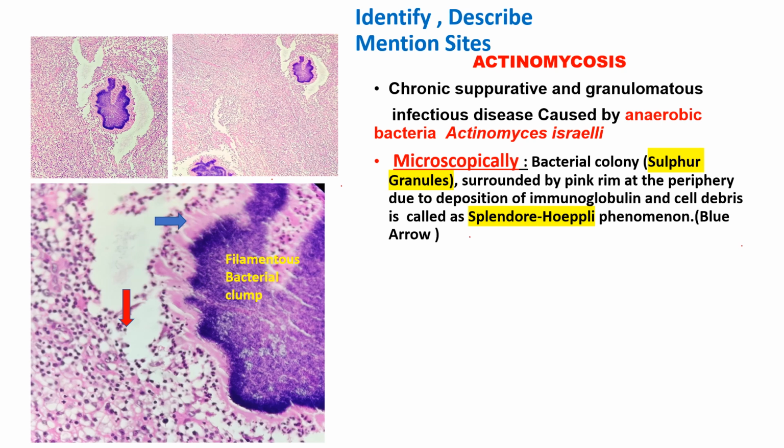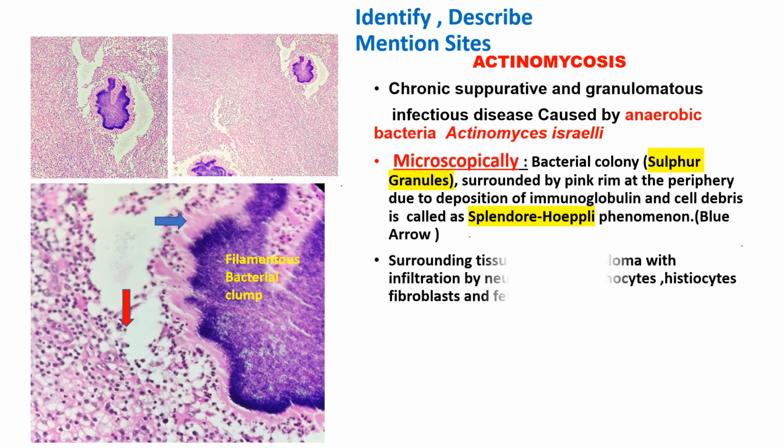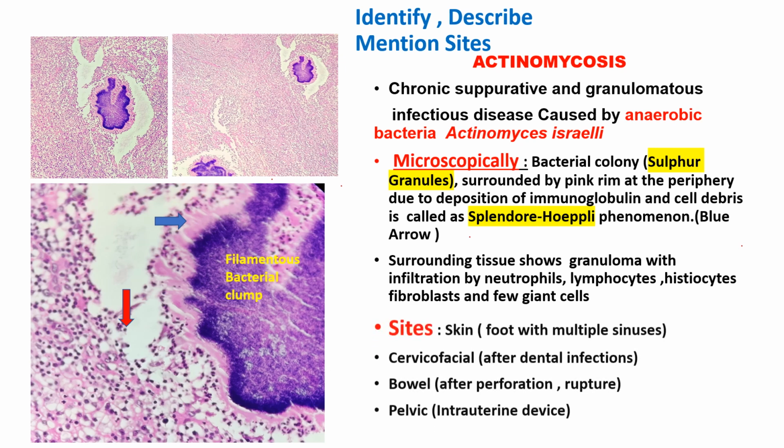These are surrounded by a pink rim at the periphery, as you see here, due to deposition of immunoglobulin and cell debris, and is called the Splendore-Hoeppli phenomenon, as depicted by this blue arrow. Surrounding tissue, as I told you, shows granulomatous reaction with neutrophils, lymphocytes, histiocytes, fibroblasts and few giant cells.